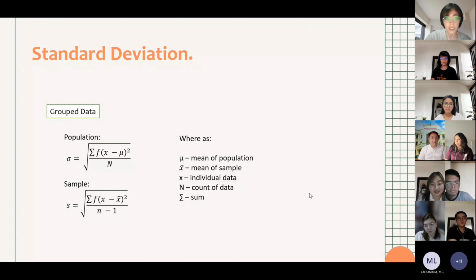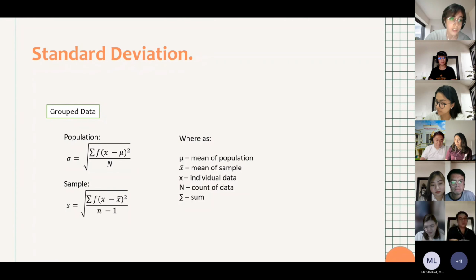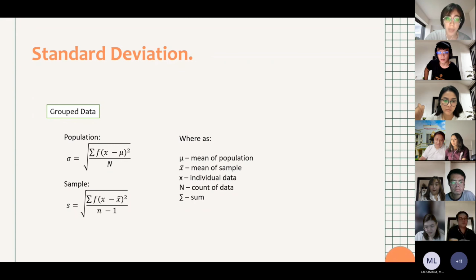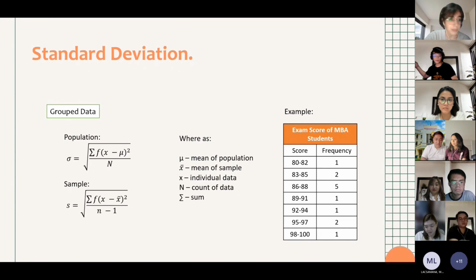Now next is for the standard deviation naman ng group data. So huwag tayo masyadong malito. Again, the standard deviation is just the square root of variance. Okay, for the group data, our formula is for the population, sigma is equals to the square root of the value of summation of product of f and x minus mu squared all divided by n. Then for the sample naman, we have s is equals to square root of summation of f and x minus mean squared all divided by n minus 1.